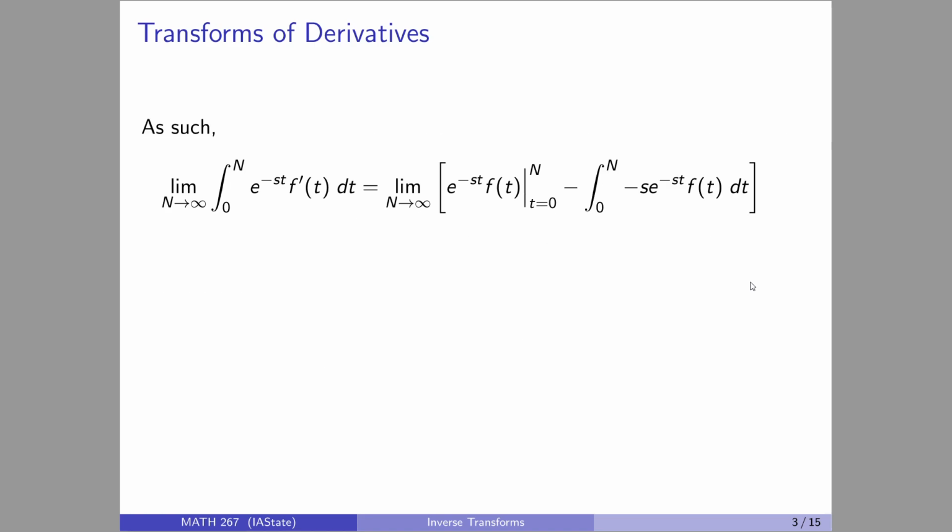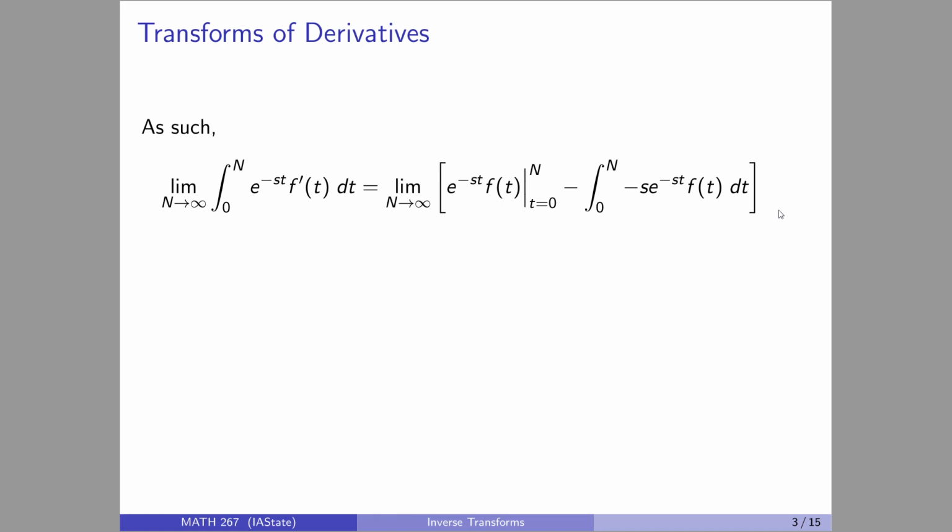So that looks like this. With this integration by parts, the limit is just going to hang around the outside. U times v, so I'll have my e to the negative st times f of t, evaluated from 0 to n. And then the definite integral from 0 to n of the v, the f of t, times the du, the negative s e to the negative st dt.